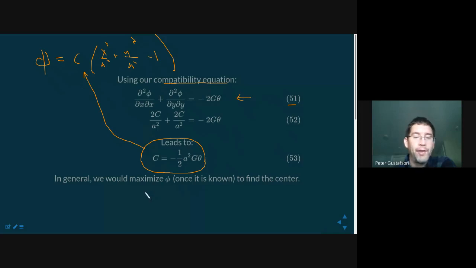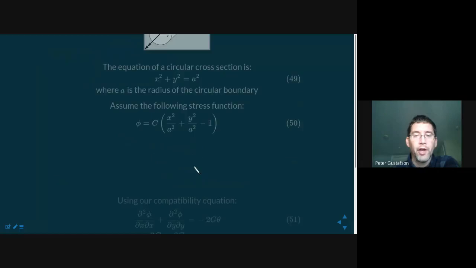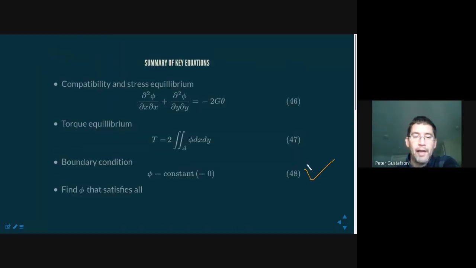I mentioned on the prior slide that once we have phi, we can find the center of twist. Really what we're doing here is extremizing the value of phi. What you would find for this particular problem is that it's at the center. It shouldn't be a surprise. For the circle, the center of twist is likely to be at the center of a circular shaft. So we're going to go back two slides here. We have checked this box, that is the bottom equation. We have now checked this box, that's the top equation. What remains is the torque equilibrium equation.